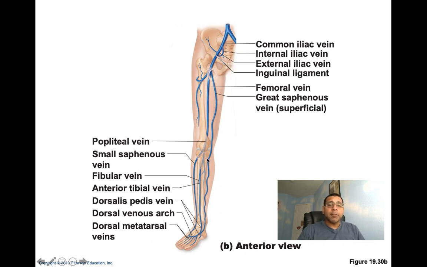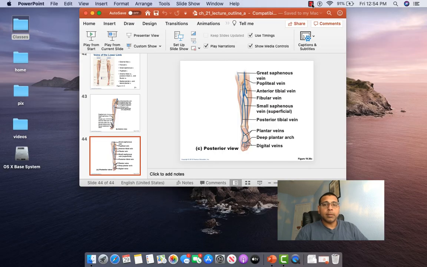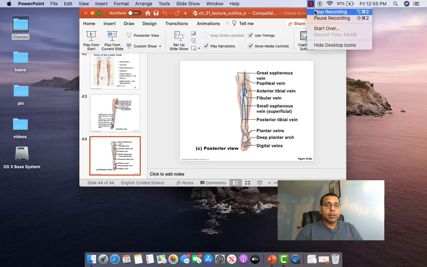It's the longest vein of the body. You can see here it travels superiorly along the medial aspect of the leg to the thigh, and it empties into the femoral vein distal to the inguinal ligament. All right, got it all.